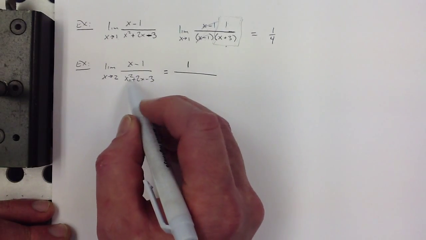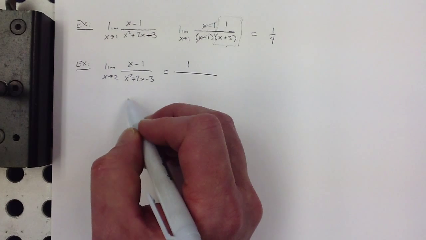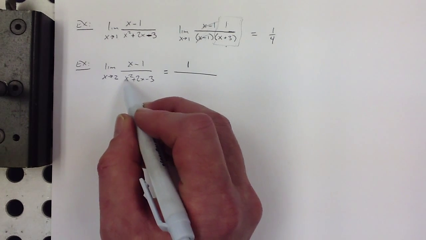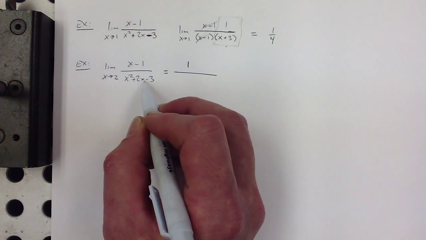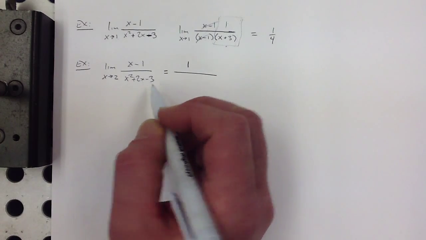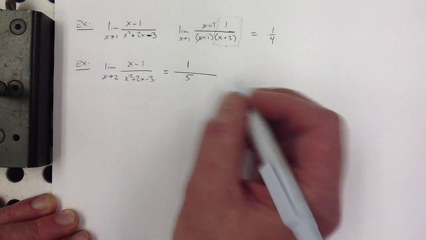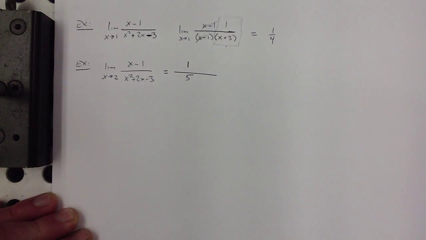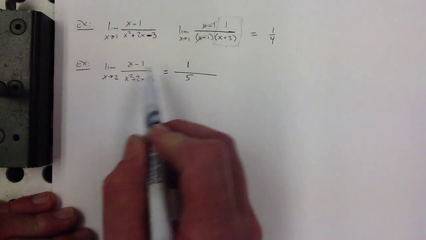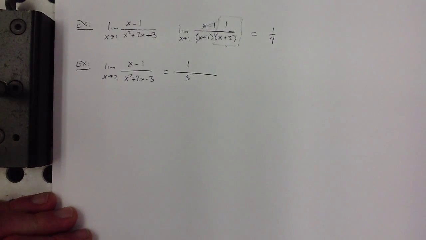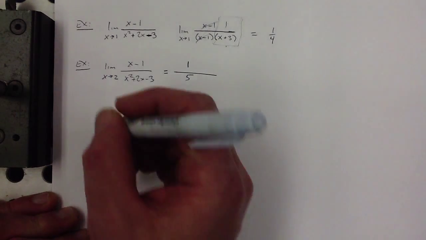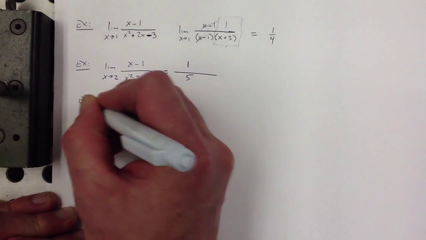And then we have, let's see, 4 plus 4 minus 3. That's 8 minus 3, and that's 5. So that's just 1/5. Done. So the first thing you always should do is plug the 2 in, see what you get, because you never know. It might not be a crazy kind of limit after all.